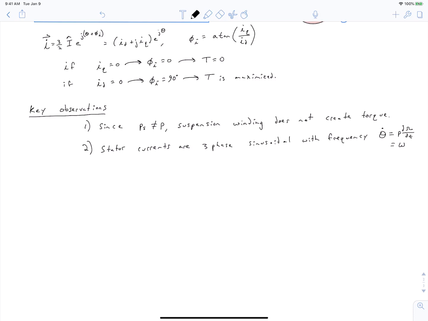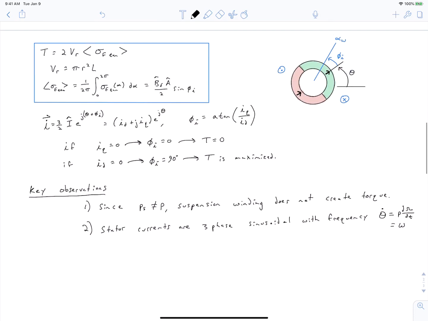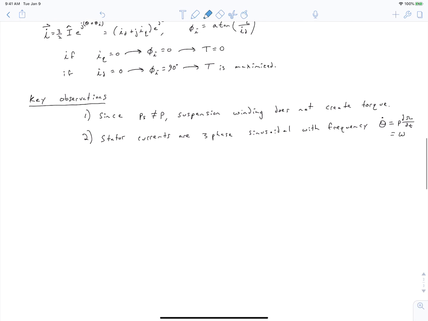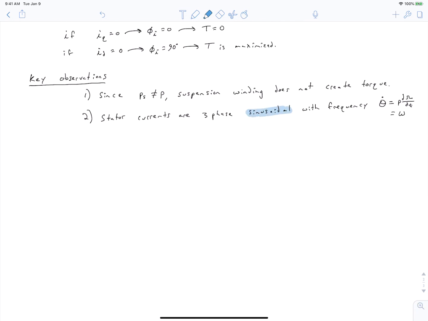And the final observation, which is something that we're all already familiar with, is that our stator currents are going to be sinusoidal. Remember, our stator space vector is rotating with the rotor's direct axis, which means that our three-phase currents are going to be sinusoidal, and they're going to have a frequency of theta dot, which is just equal to our synchronous frequency. This should not be a surprise. Now we're going to produce the analogous derivation for suspension forces next.